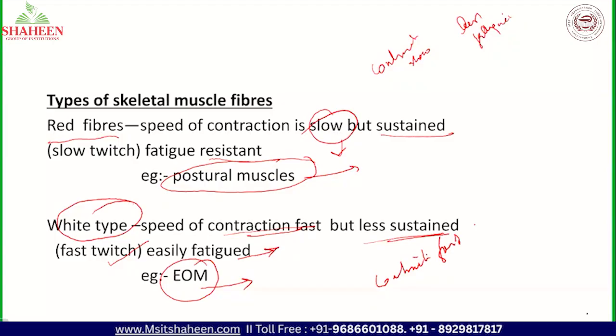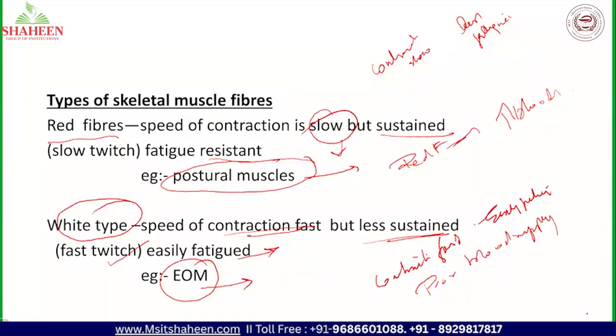In the white type, the contraction is very fast and it will be easily fatigable. Because in the case of red fibers, you have a rich blood supply, and here you have a poor blood supply. The red fibers undergo aerobic glycolysis and the white fibers undergo anaerobic glycolysis. These are the reasons why the white fibers fatigue very fast.